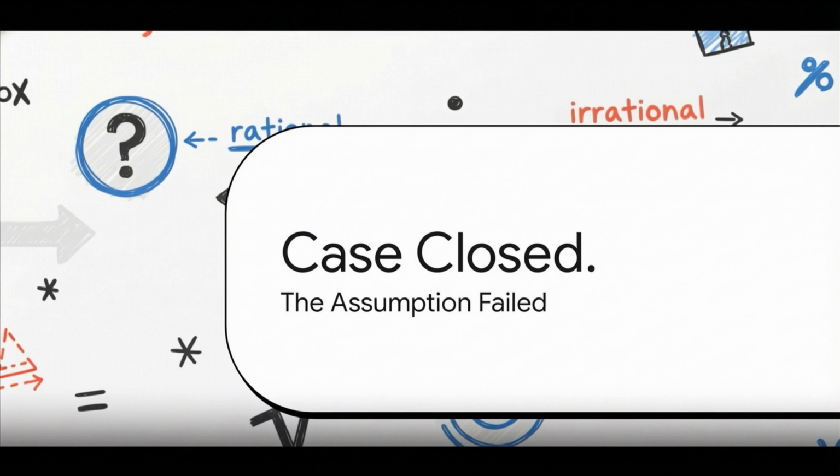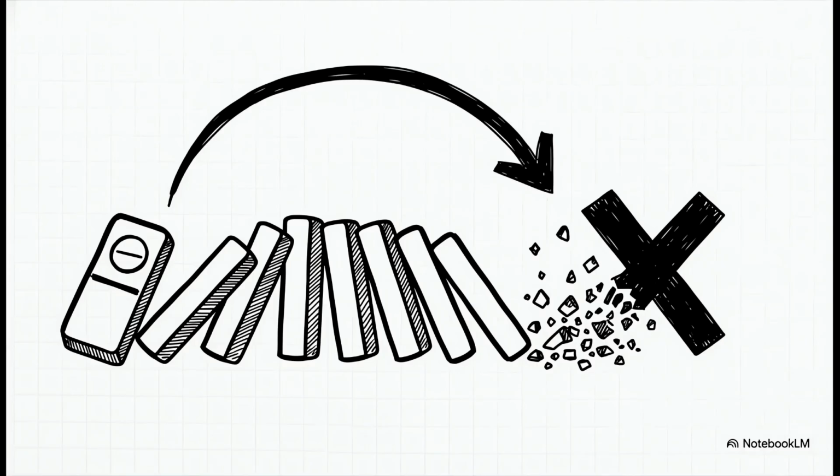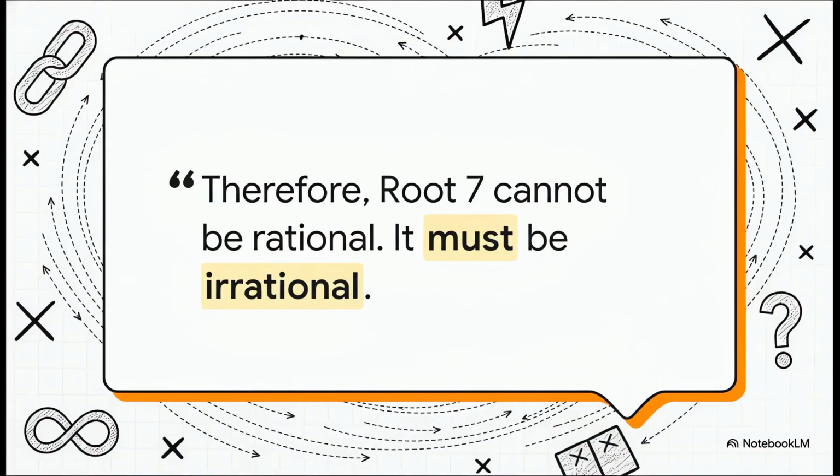Our assumption led us to an impossible result, so now we can finally close the case and reveal the truth. This is the incredible power of proof by contradiction. The only way we could have possibly ended up in this nonsensical situation is if our starting point was wrong. The assumption that the square root of 7 could be a simple fraction has been proven, definitively, to be false. And if it can't be rational, well, there's only one other possibility. Therefore, the square root of 7 must be an irrational number. Case closed. We've just proven the impossible.